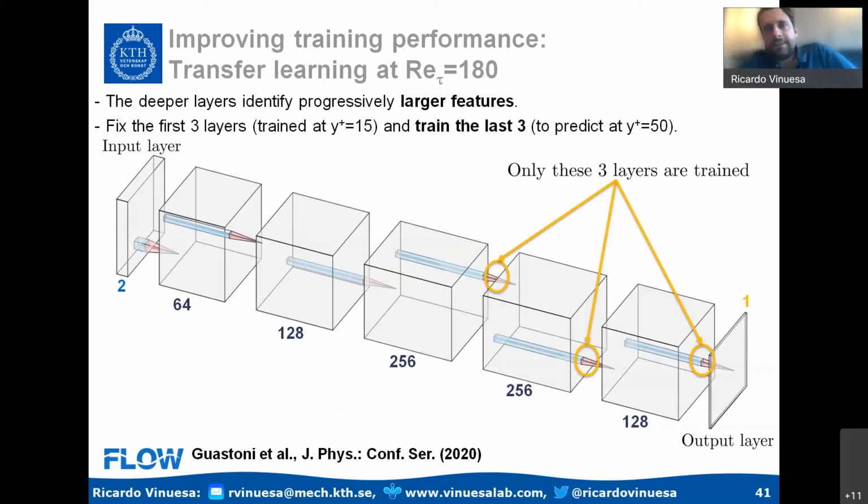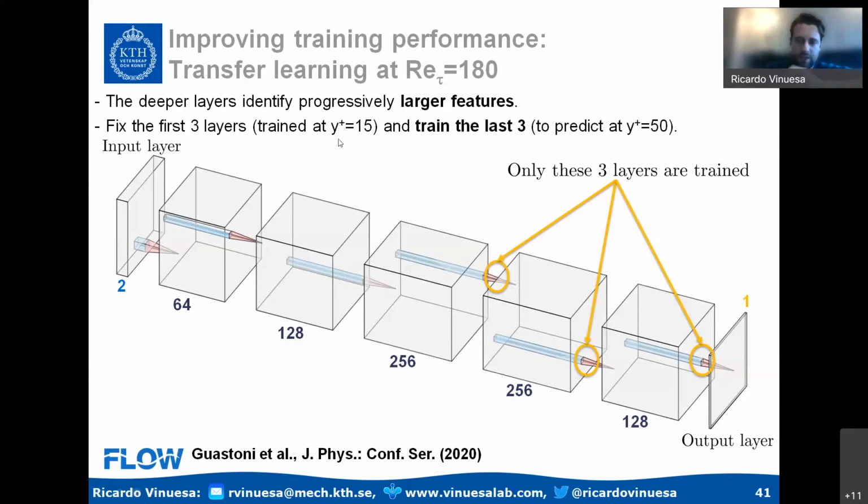Now, this part over here is something that I consider some of the most interesting results of this study, and it has to do with transfer learning. When we do transfer learning, what we want to do is use the information that has been learned in one scenario, so the weights that have been obtained in one scenario, to extend them to another scenario. In this case, we train a network at y plus 15, so close to the wall, and we want to make predictions farther away from the wall.